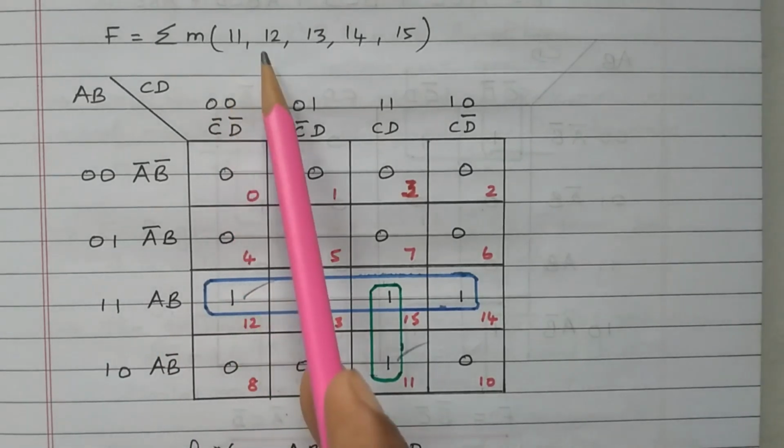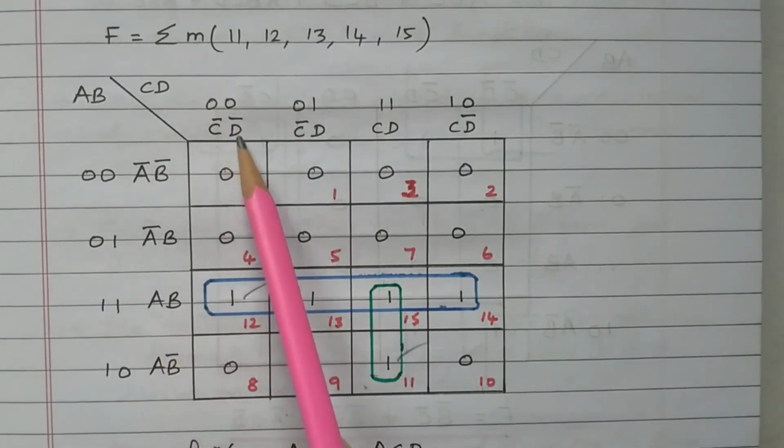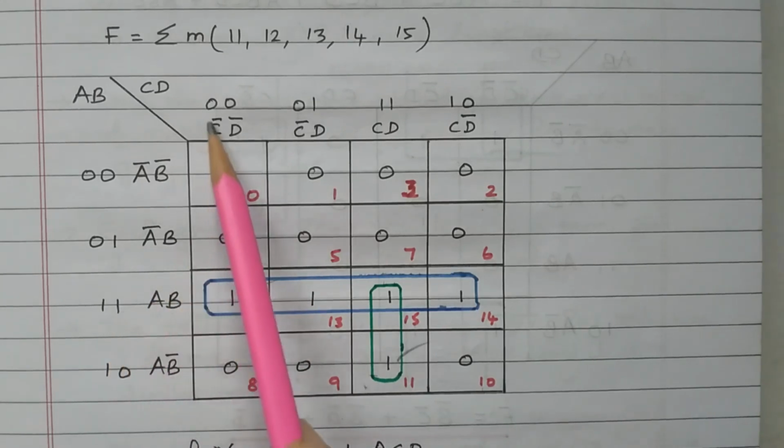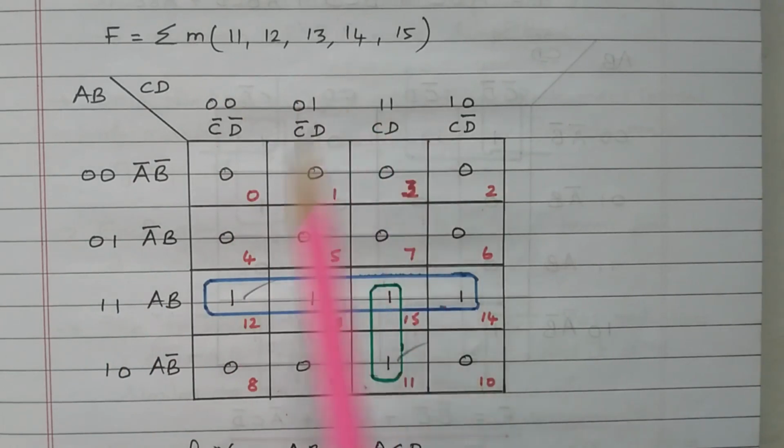Right. In this problem 12 is directly given. 12 is equivalent to A, B, C bar, D bar, that is 1, 1, 0, 0. So that is given directly by 12. Similarly other terms also. Right. Then 13, this is 13. 13 is given. Then 14 is available here.